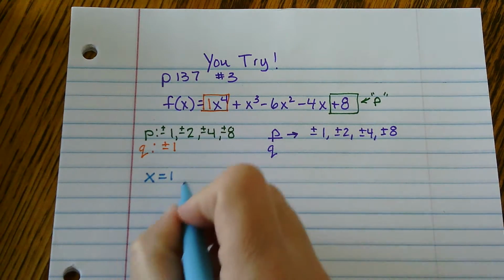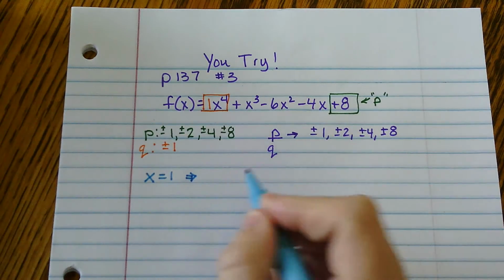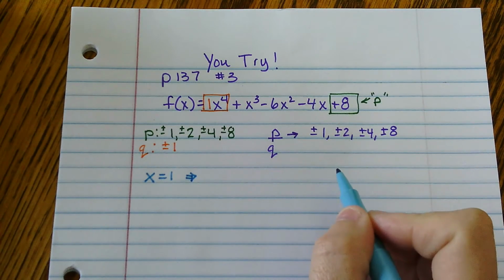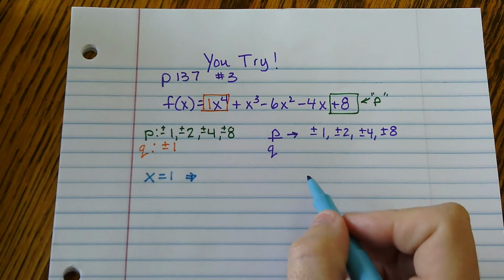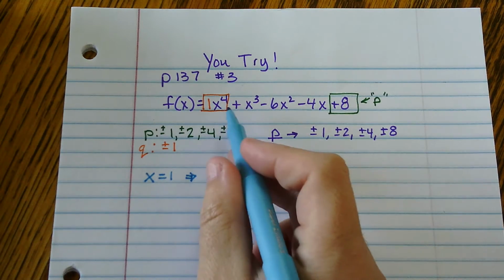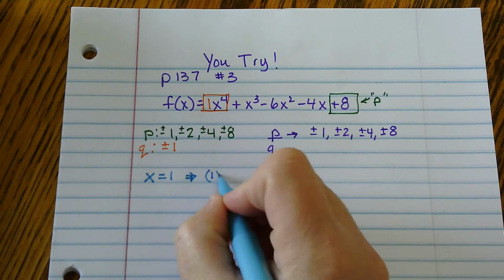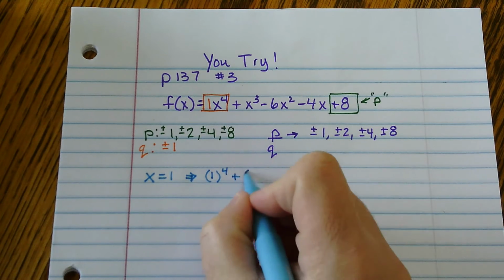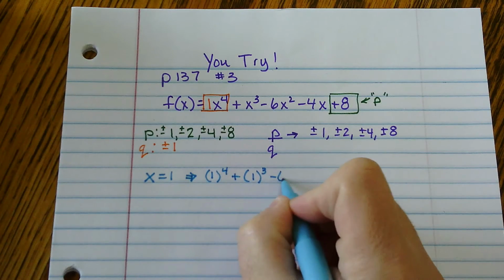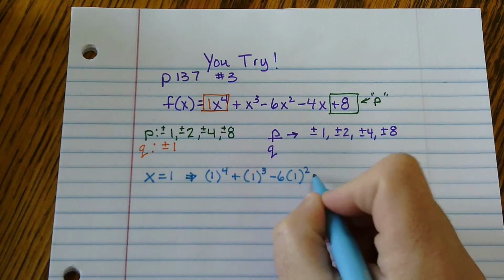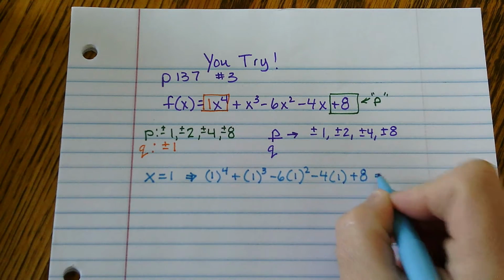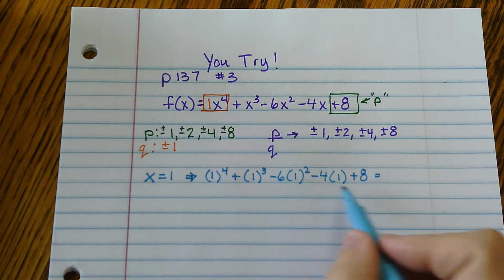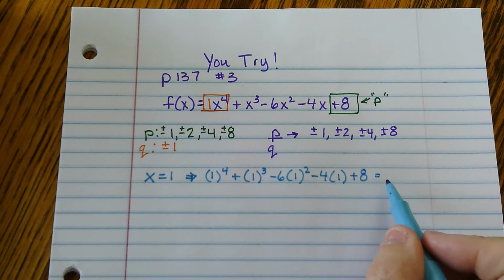Our goal is to have a remainder of 0. So if we end up with 0 as an answer, that means that it's a solution. Anything other than 0 is not a solution. So plugging 1 into this function is 1 to the 4th plus 1 to the 3rd minus 6 times 1 squared minus 4 times 1 plus 8. So we're going to calculate this. We're going to come up with a value and see what it turns into.